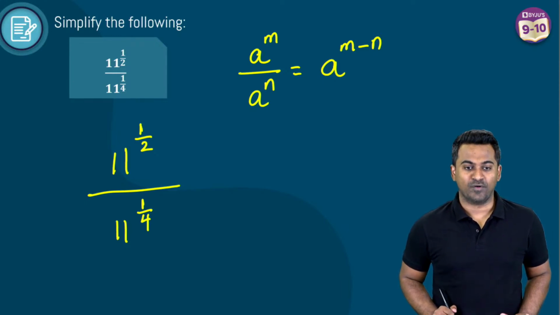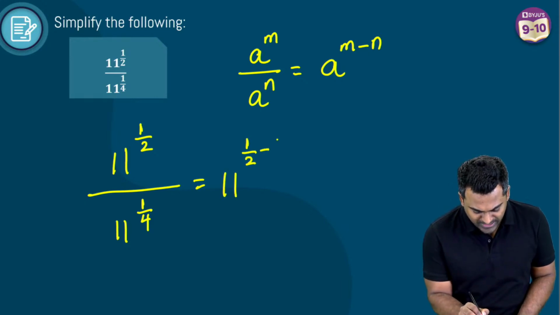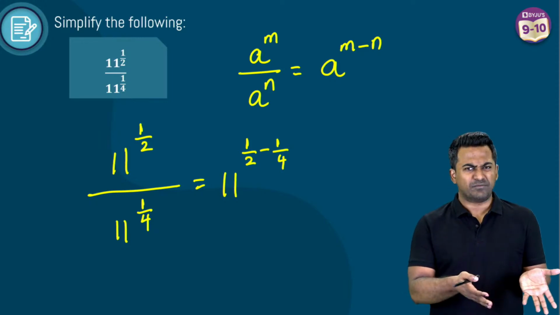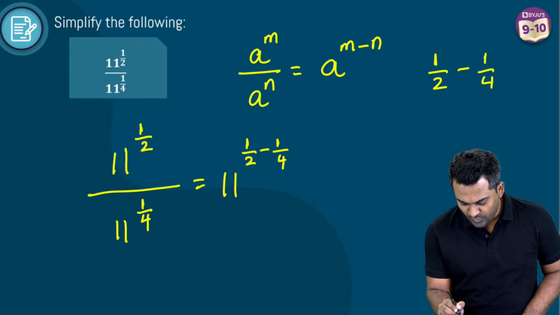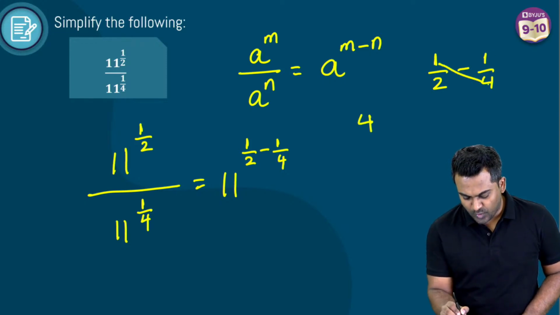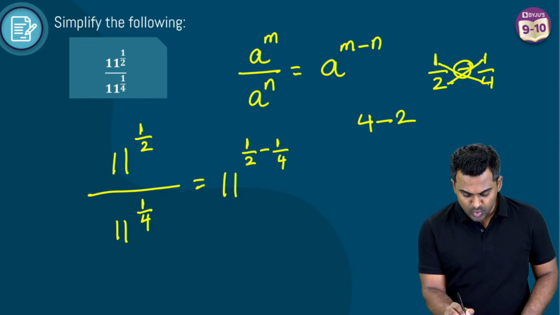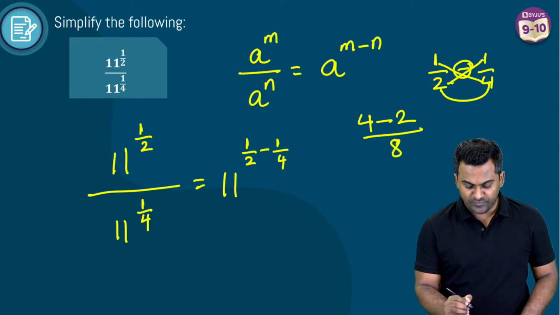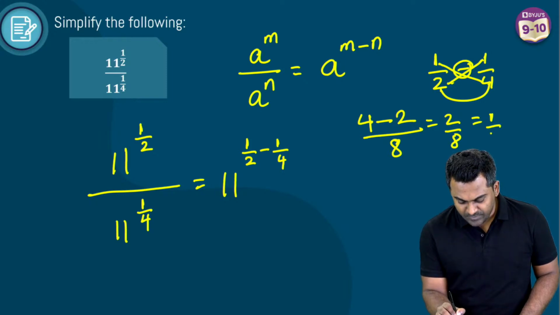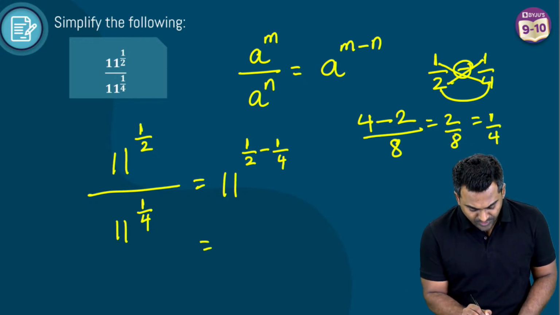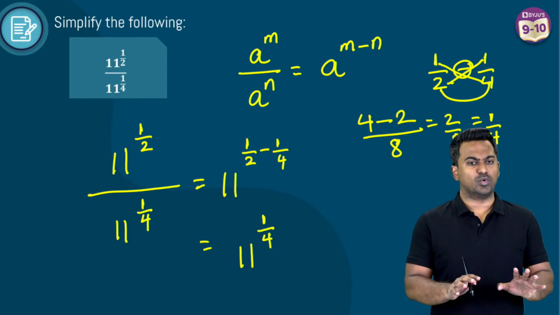11 power 1 by 4. Very good. Because how do you do this? This is simply going to be 11 power 1 by 2 minus 1 by 4. Let's simplify this. Again, I'm going to be relying upon the butterfly method. 1 by 2 minus 1 by 4. I multiply these two, 1 times 4, 4. What is the sign in the middle here? Minus. I'll put a minus. And then I multiply these two, 2 times 1, 2. Divided by, I multiply these two, 2 times 4, 8. And now this simplifies to 2 by 8, which further simplifies to 1 by 4. So well done. The correct answer is, in fact, 11 raised to the power 1 by 4. Very good.